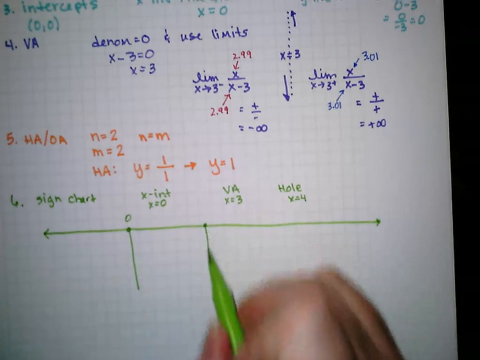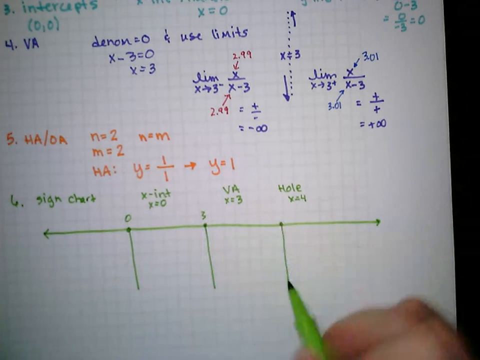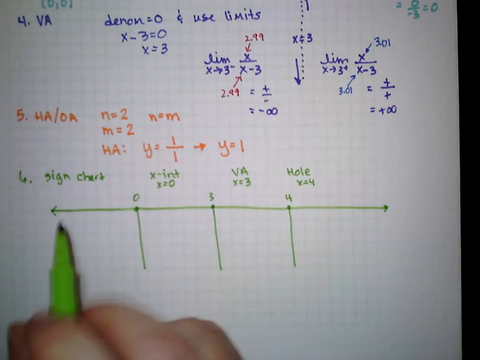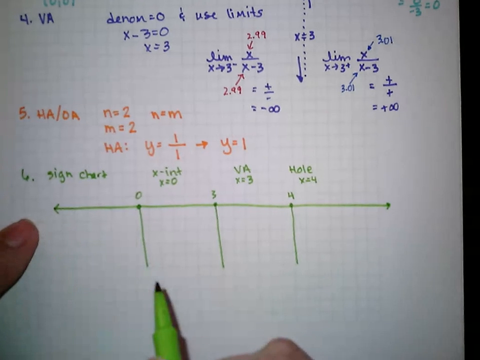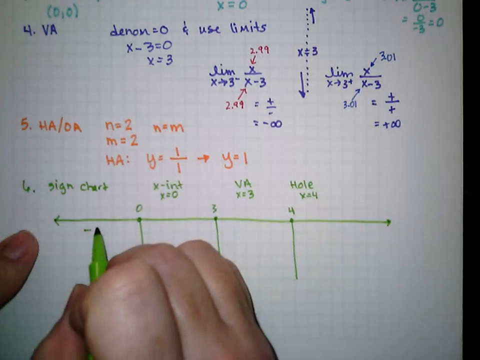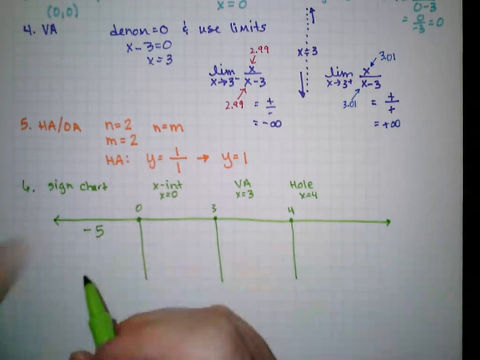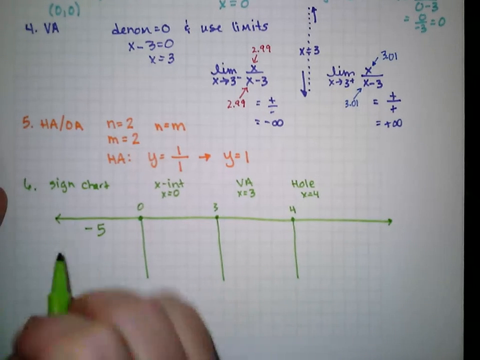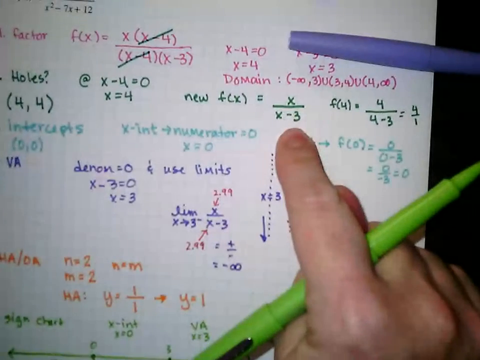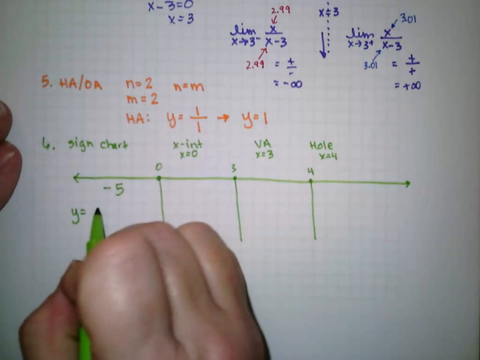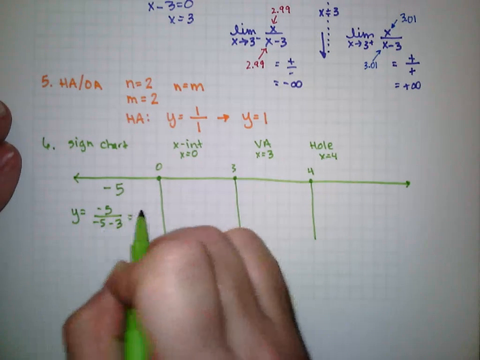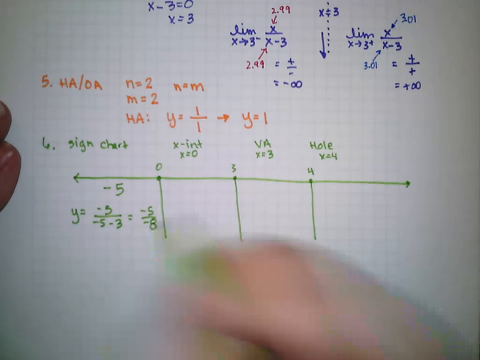So those are really the only 3 values we need on our sign chart: 0, 3, 4. And then we need to pick a number somewhere between negative infinity and 0. It really makes no difference. Negative 5, I just kind of chose a number. And we want to plug this into the simplified function, which was x over x minus 3. So we got negative 5 over negative 5 minus 3, which is negative 5 over negative 8.